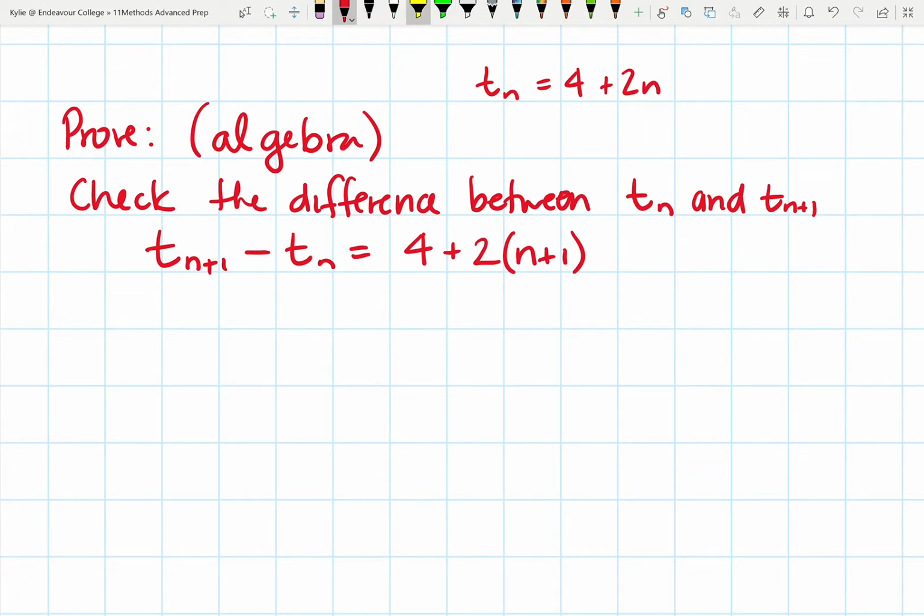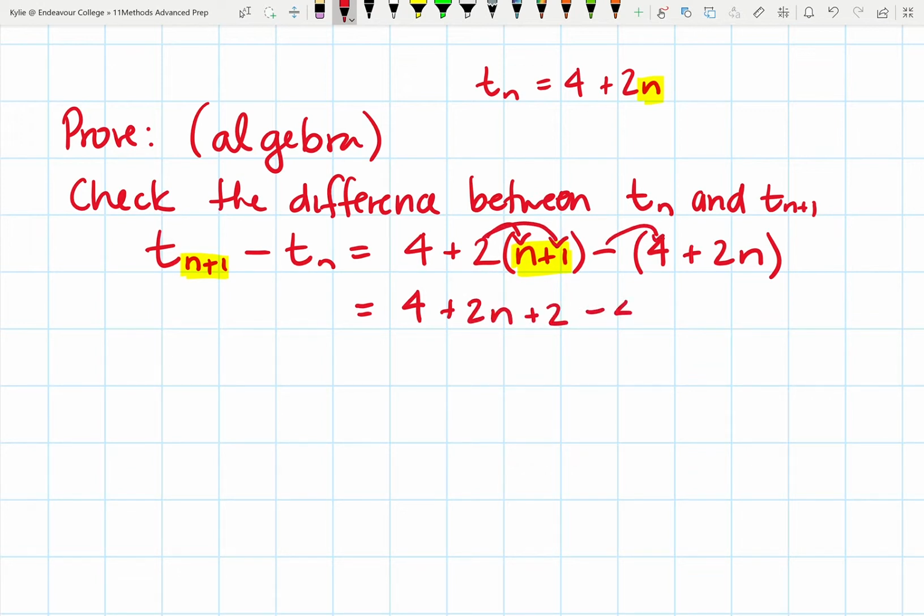So where there was an n up here, there is now an n plus 1 because this is n plus 1. Then we subtract Tn, which is 4 plus 2n. Be careful with your brackets because you have to subtract the first term and the second term. Then we expand, collect like terms and simplify. So this is 4 plus 2n plus 2 minus 4 minus 2n.